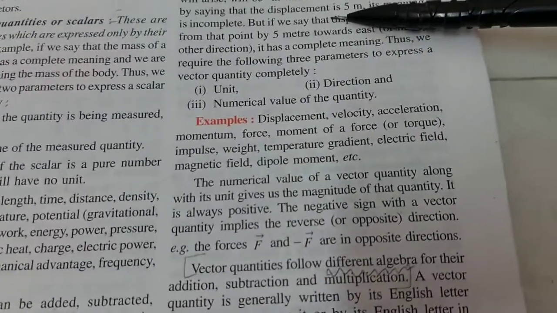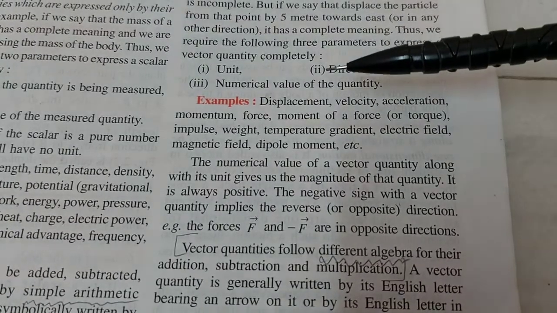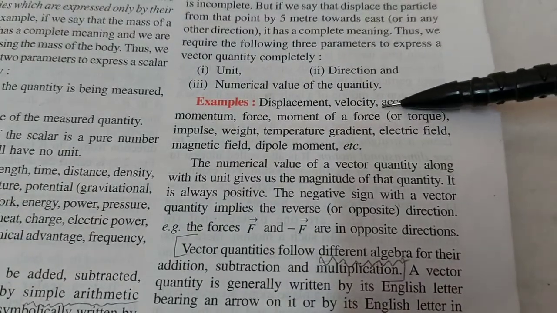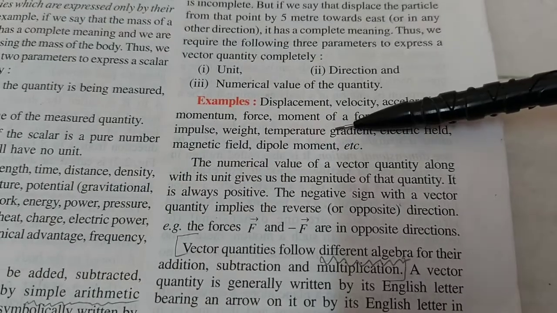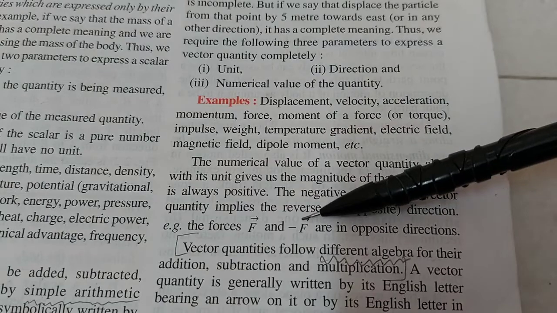Vector quantities, examples are displacement, velocity, acceleration, moment of force or torque, and so on. Dipole moment is something we'll study in college level. Notice that they are represented by a bar, an arrow on top.